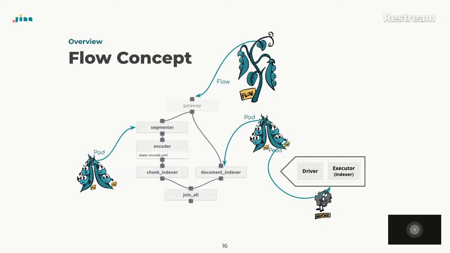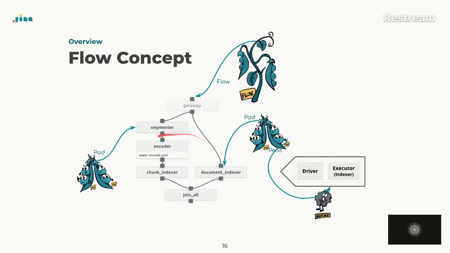And this is an overview of the things we already discussed. This is nothing new. I just wanted to make this slide to give a little bit of an overview of what we already said. So again, we have the flow. The flow at this moment is empty. We need to populate it with pods. In this case, I'm going to have two pods. One is going to segment the document, encode it, and index it. And the other one is going to only index the document because, like we said before, I need to save not only the chunk or the encoded part that we created, but also the document itself.